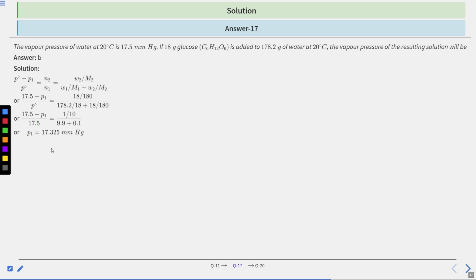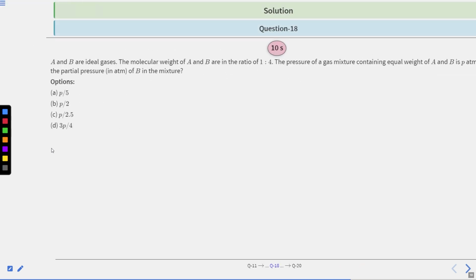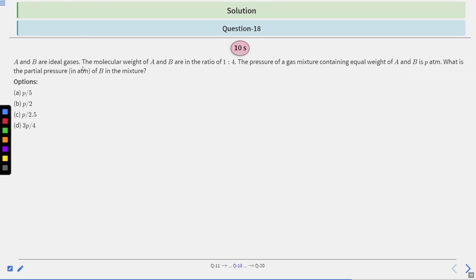Okay, let's move to question number 18. A and B are ideal gases. The molecular weights of A and B are in the ratio 1:4. The pressure of a gas mixture containing equal weights of A and B is P atmosphere. What is the partial pressure of B in the mixture? Options are P by 5, P by 2, P by 2.5, or 3P by 4. So you have 10 seconds to solve this question. After that, we will see the answer.